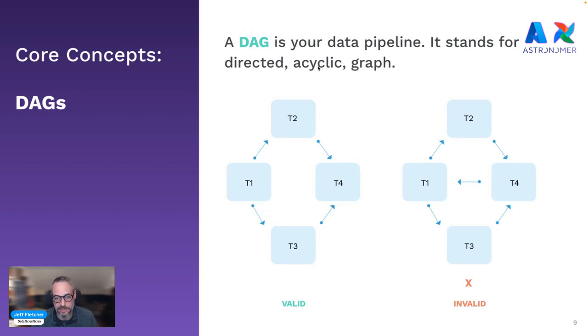So acyclic means that there's no cycle behind it. This one is invalid because task 4 goes back to task 1. No task can go backwards and call itself. So that is what a DAG is, a thing that runs. It starts at one end, completes at the other end, and then we know that this unit of work, which we would call a DAG in this instance, comes to an end.